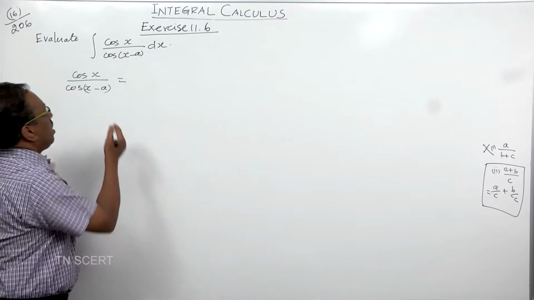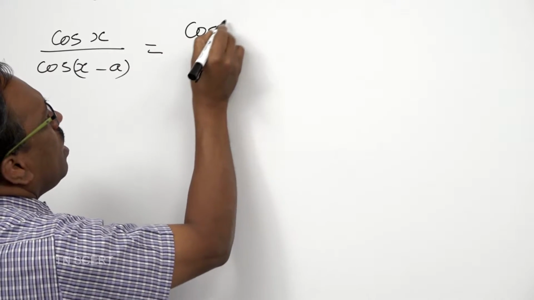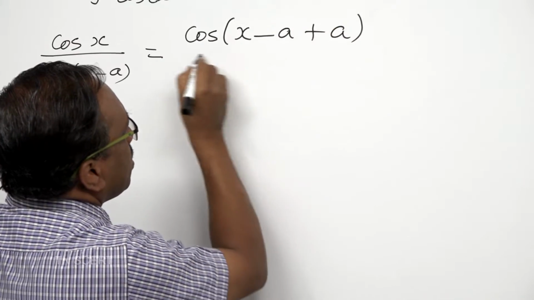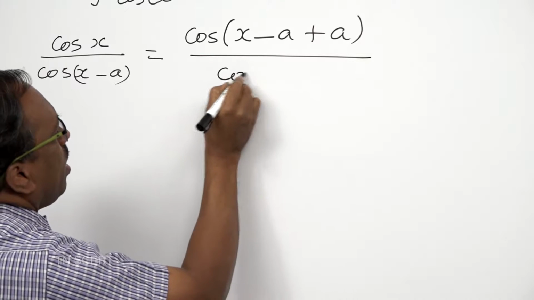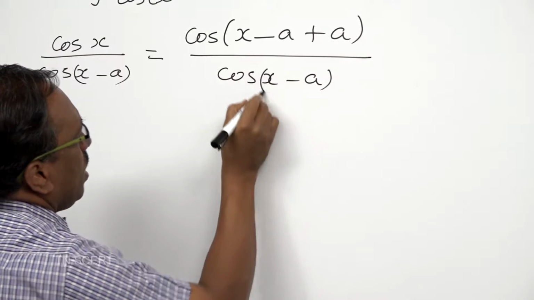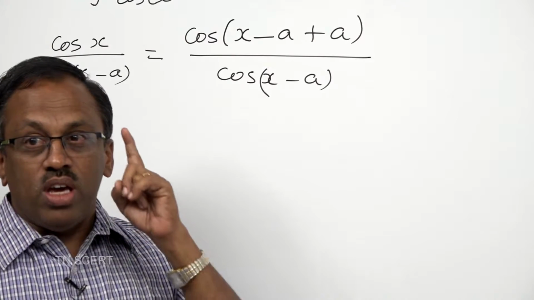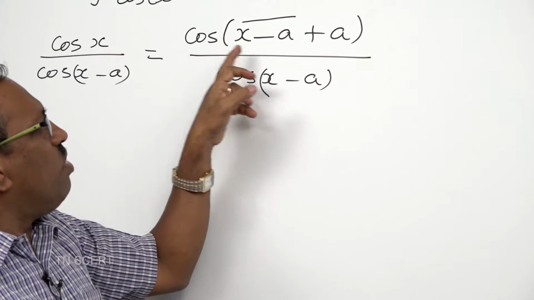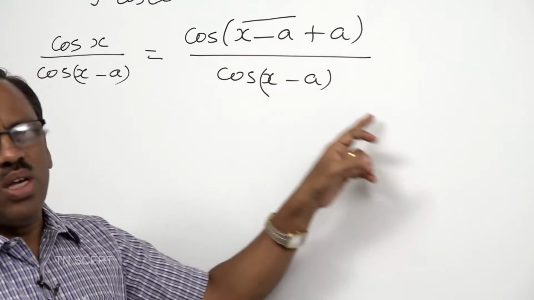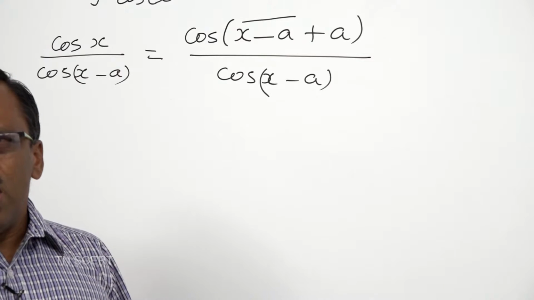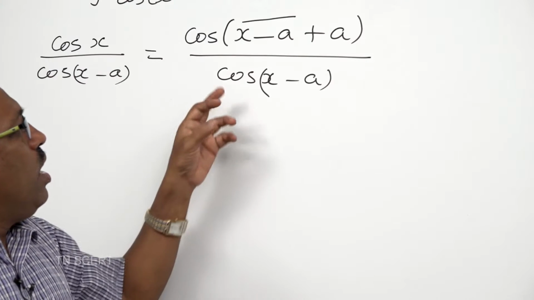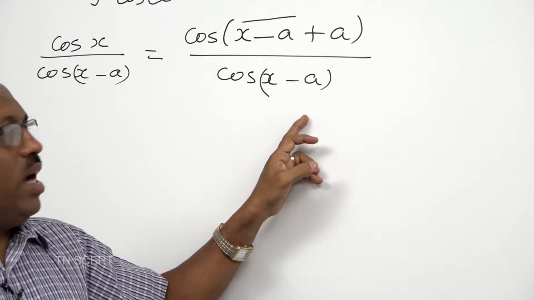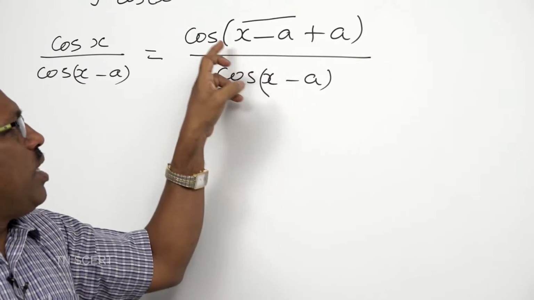Let us take this cos, I can write x minus a plus a. Shall I write like this? Yes, we can do that. So I can do this with a vinculum also. Cos of x minus a plus a by cos of x minus a. Dear students, one thing you must remember, cos of a plus b by cos a, like that. So that means I can split cos of a plus b.